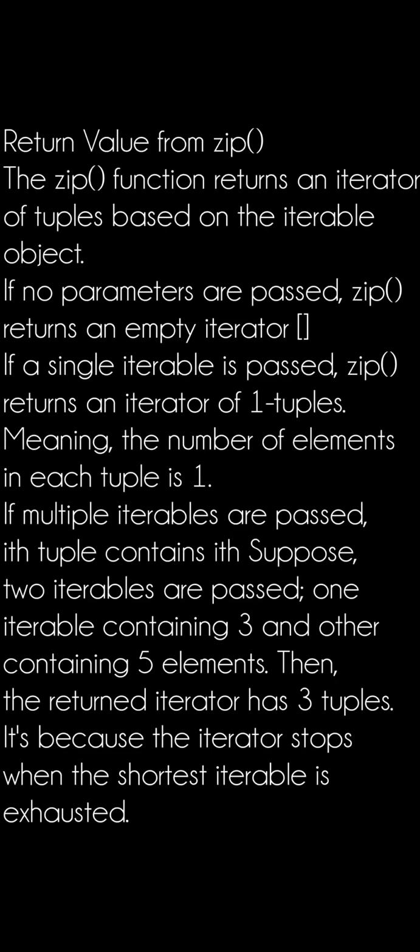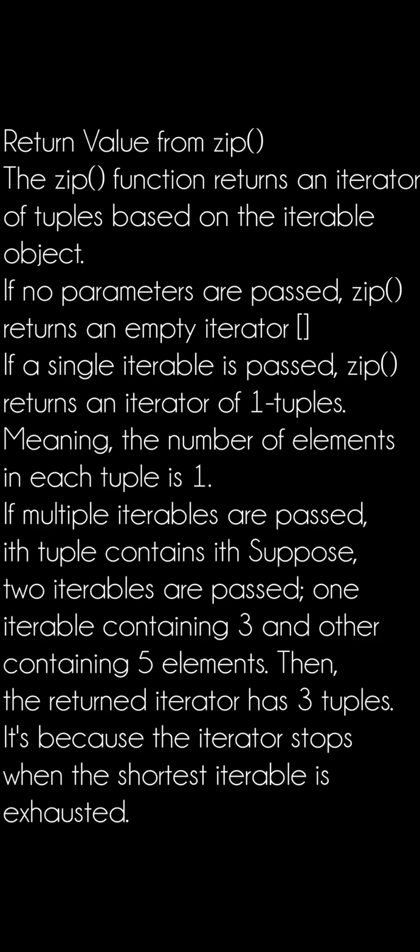Return value from zip. The zip function returns an iterator of tuples based on the iterable object. If no parameters are passed, zip returns an empty iterator. If a single iterable is passed, zip returns an iterator of one tuples, meaning the number of elements in each tuple is 1. If multiple iterables are passed, the ith tuple contains the ith element from each.